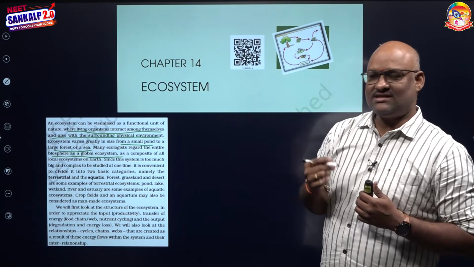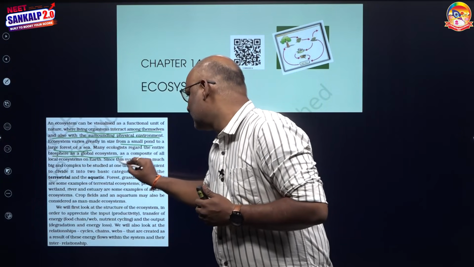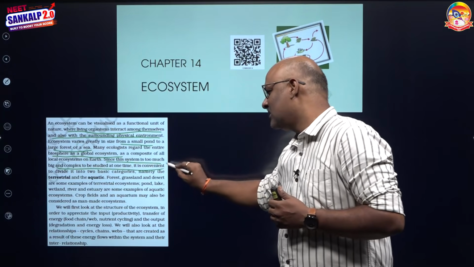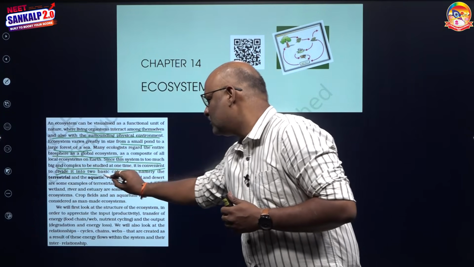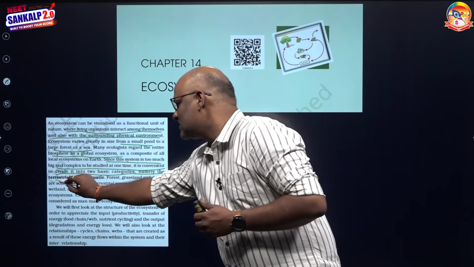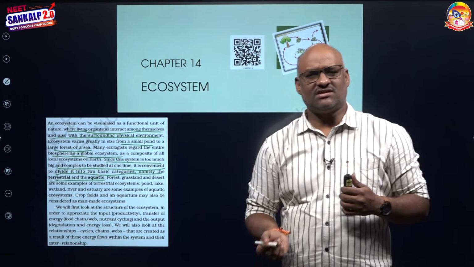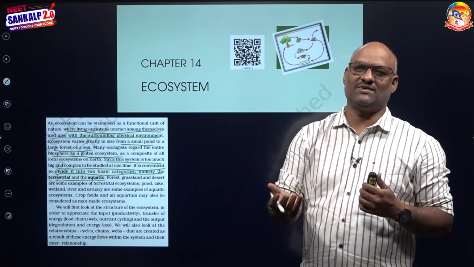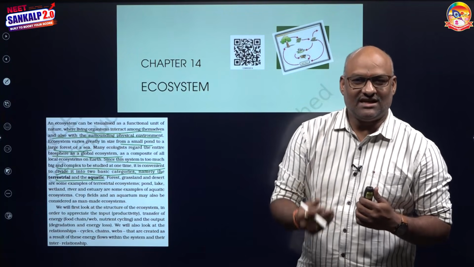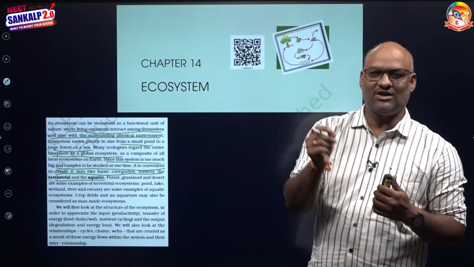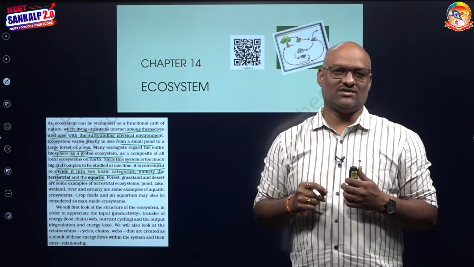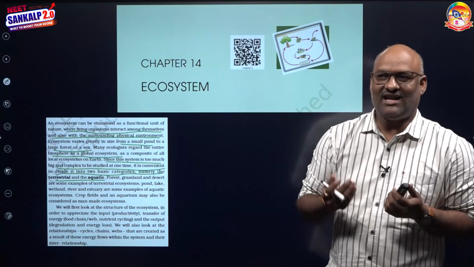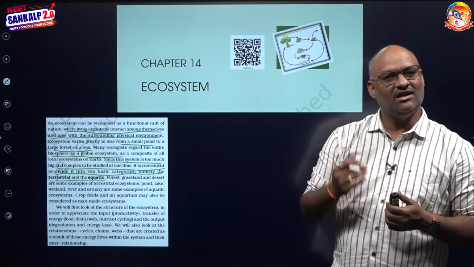Now, since this system is too big and complex to be studied at one time, it is convenient to divide it into two basic categories, namely terrestrial and aquatic. We cannot study all the components present inside the Earth, so we divide ecosystems into terrestrial ecosystems and aquatic ecosystems. Terrestrial ecosystems, as you well know, are on the land, and aquatic ecosystems are related to water.